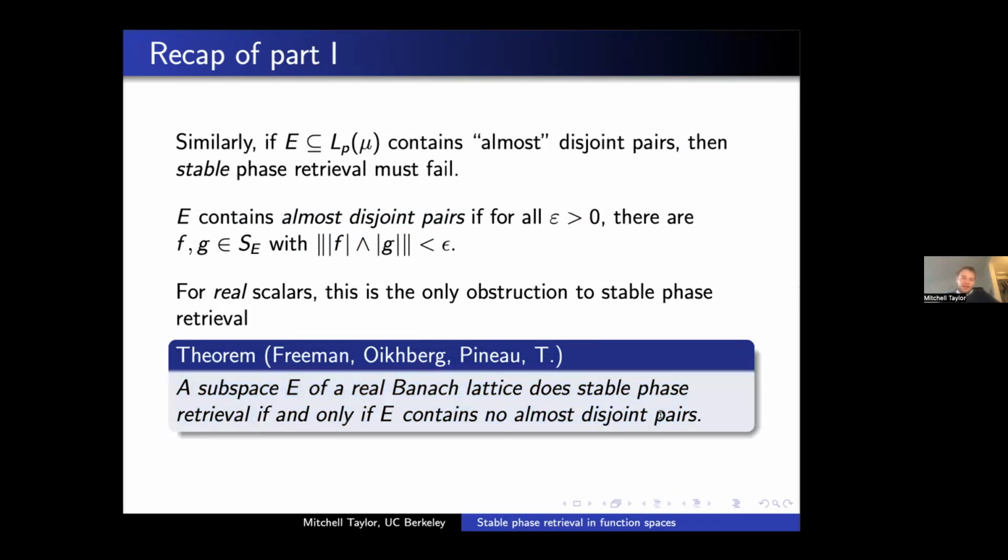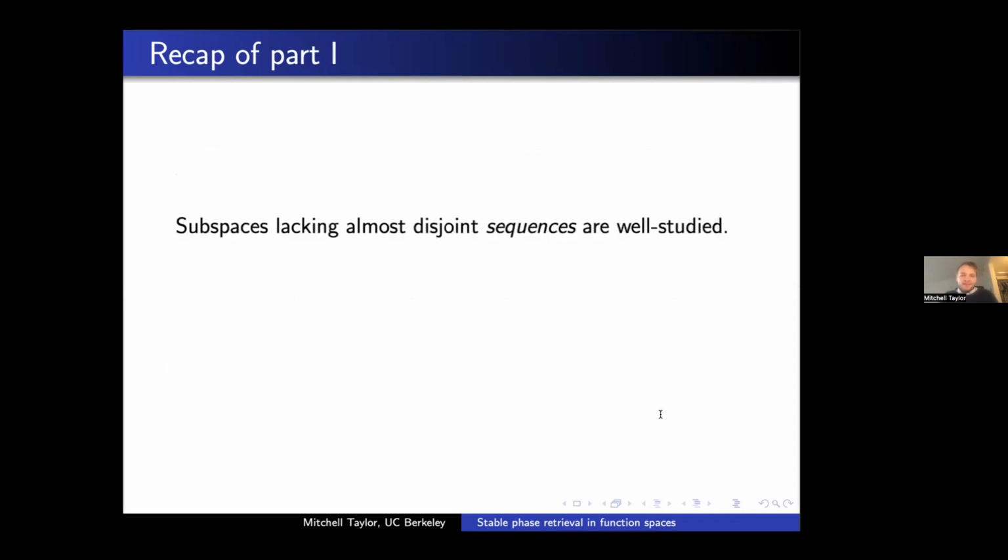Okay. So for real scalars, this is the only obstruction. For complex scalars, there's a whole lot more obstructions, as I will get to later in the talk. But this is the theorem that motivated the questions we asked and the sorts of techniques we use to answer these questions. All right, and I can state this very precisely.